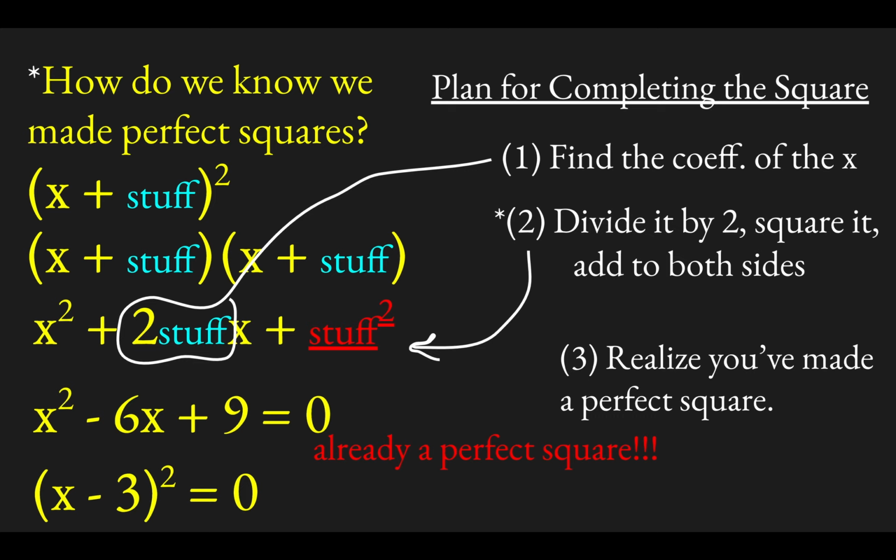So that's the general game plan for completing the square. Again, if you're faced with solving a quadratic, you want to find the coefficient of the x, divide by 2, square it, add it to both sides, and then you'll have made a perfect square.